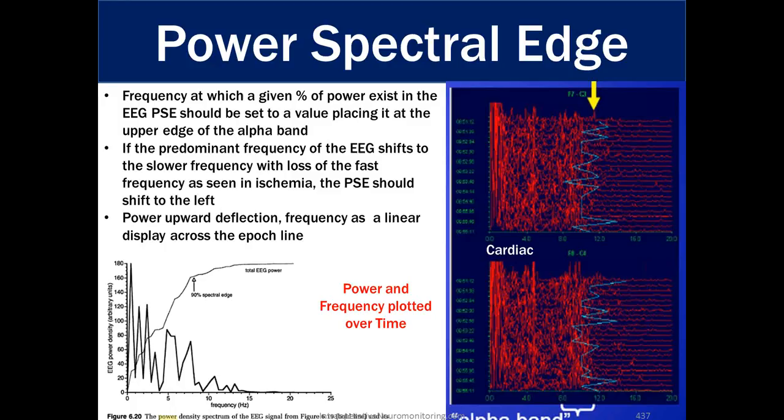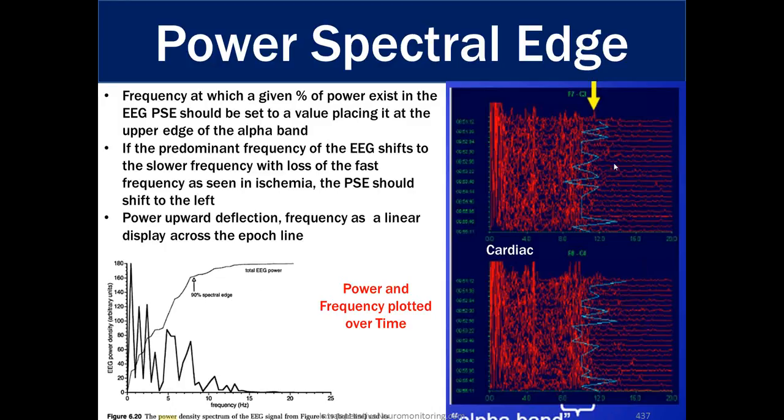Power upward deflection frequency is a linear display across each epoch. So power and frequency are plotted over time. Here we have the 90% spectral edge frequency and our total EEG power in this example. The power density spectrum of the EEG signal from figure 6 is the pale line there. The position of the 90% spectral edge frequency is at 8.2 hertz.